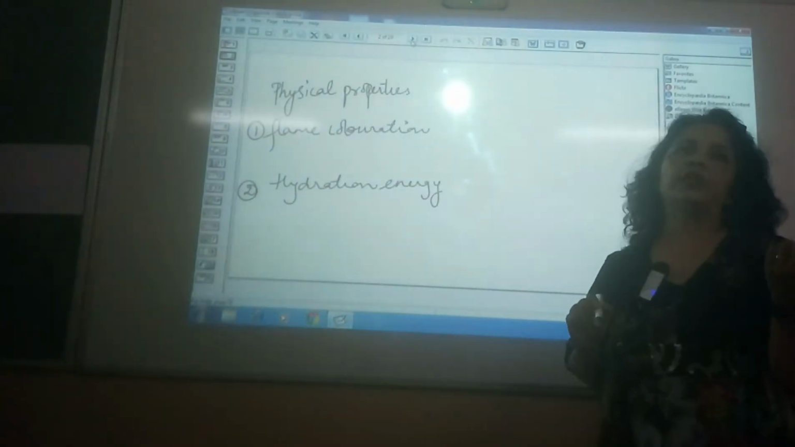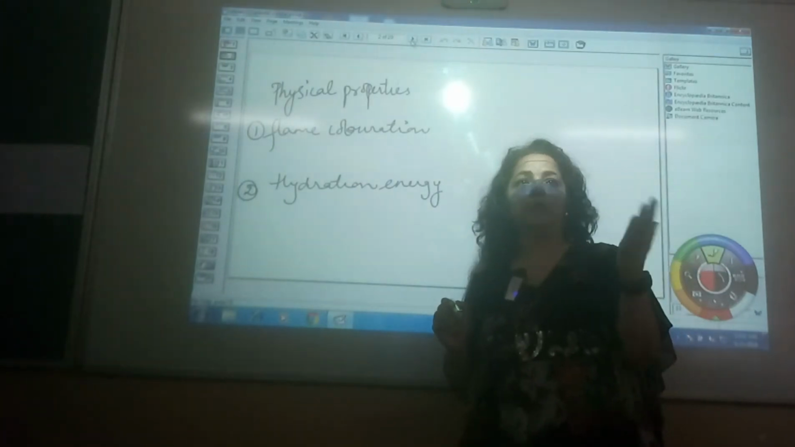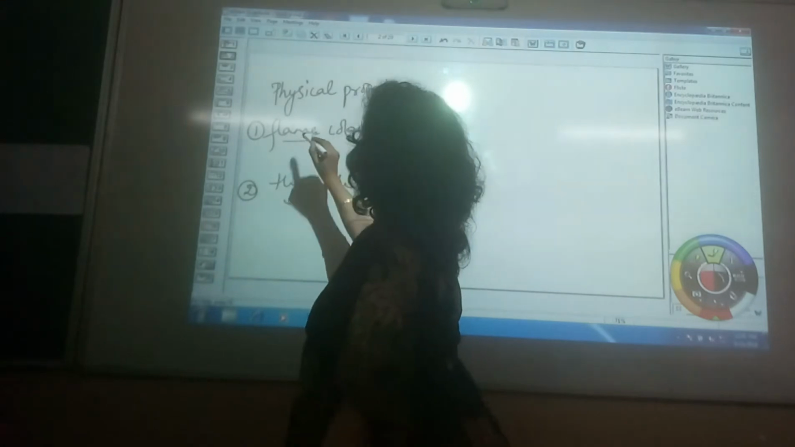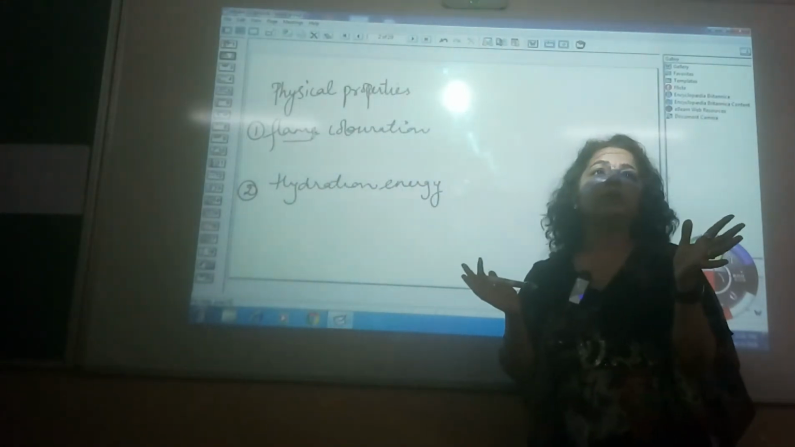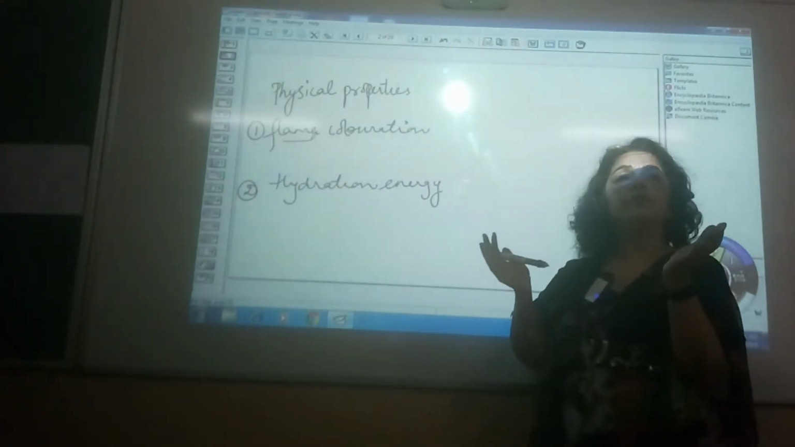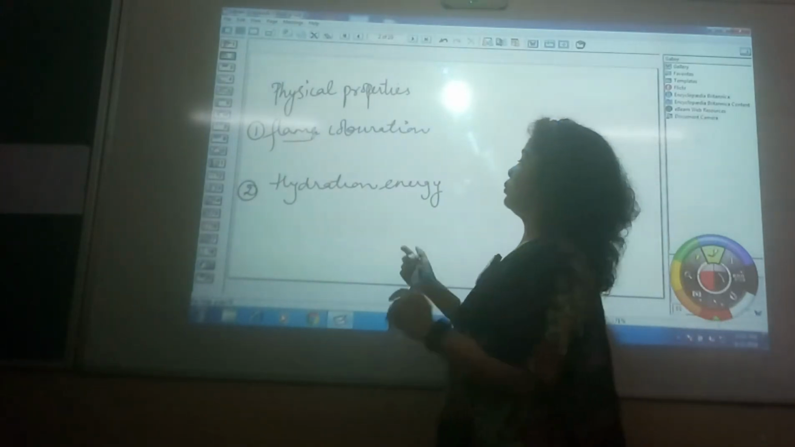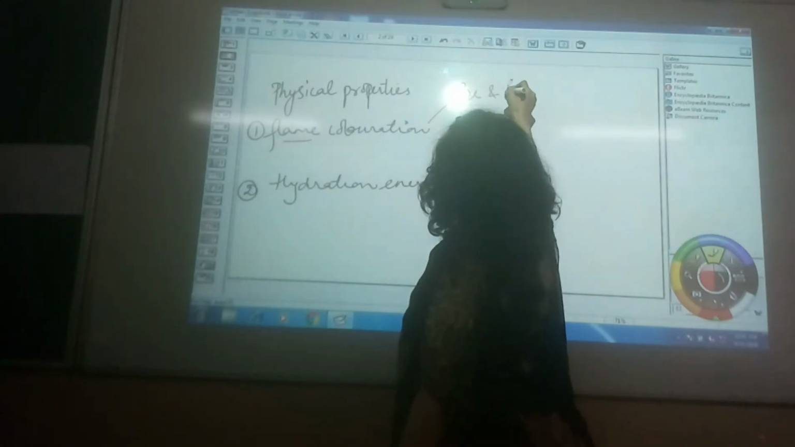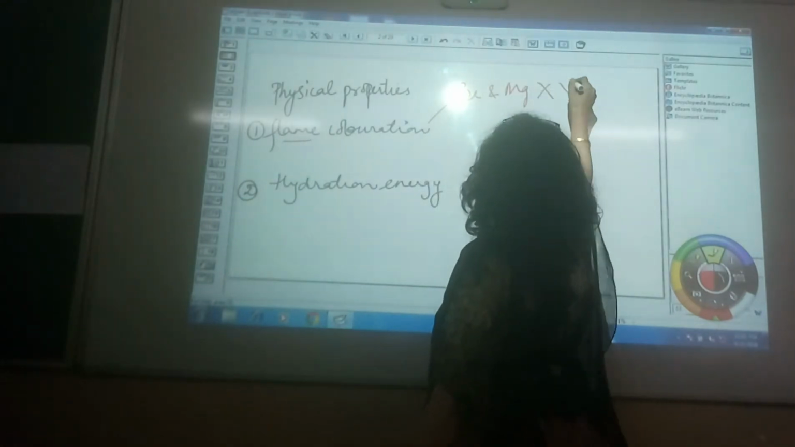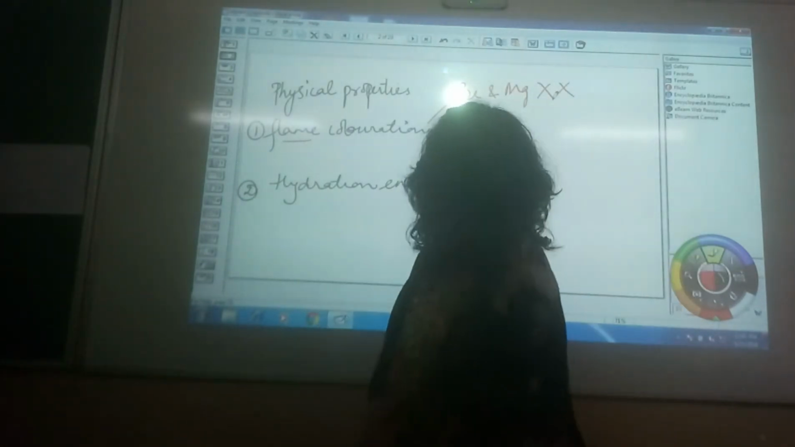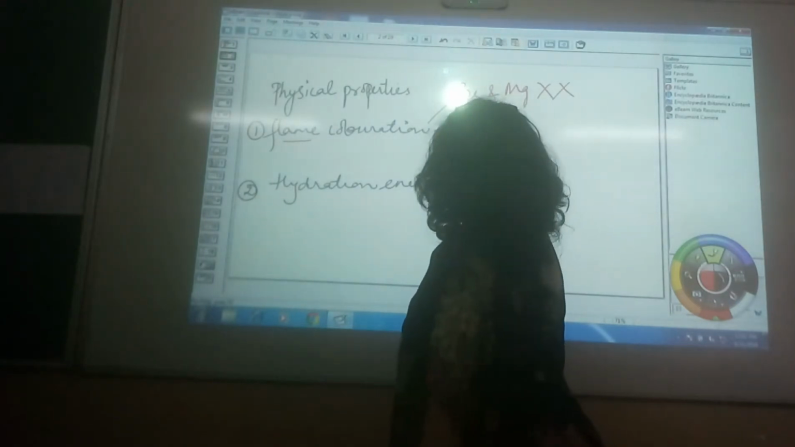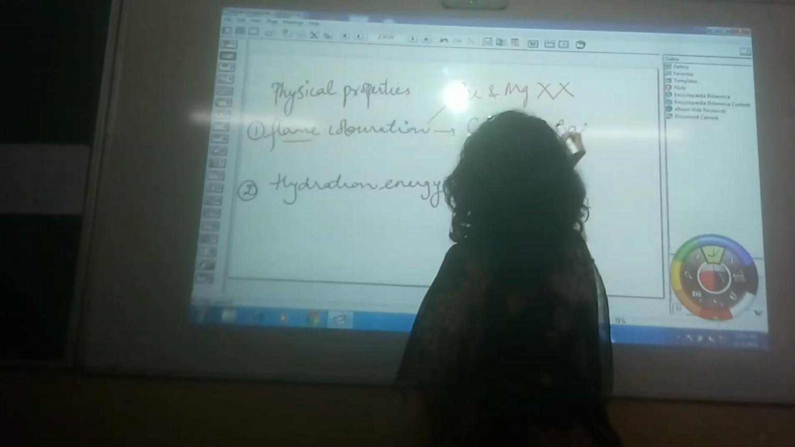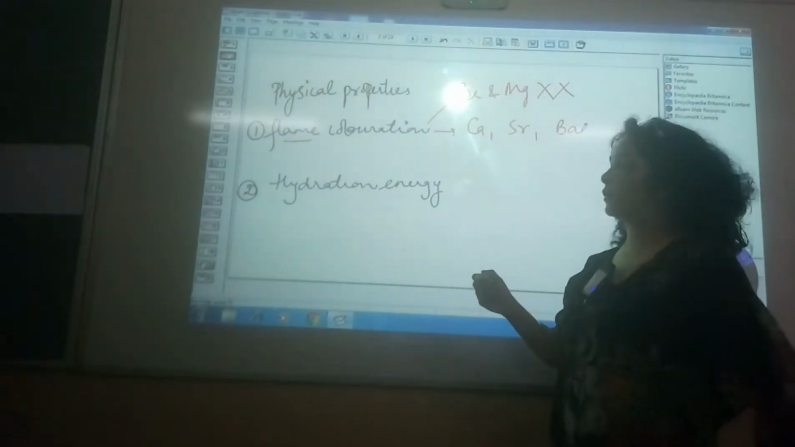let's talk about a few physical properties which are of importance in group 2. The first property is flame coloration. As the word says, they impart peculiar colors to the flame when they are introduced into the flame. Out of these, beryllium and magnesium do not show any flame coloration, while the rest, that is calcium, strontium and barium, their salts show flame coloration.